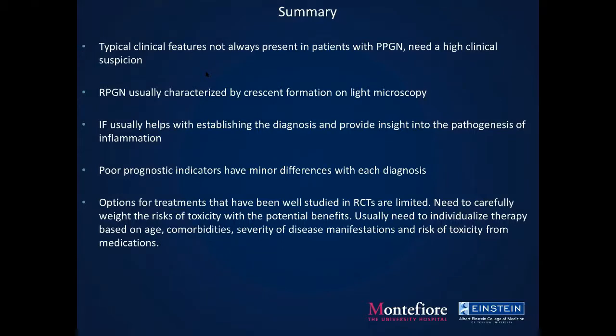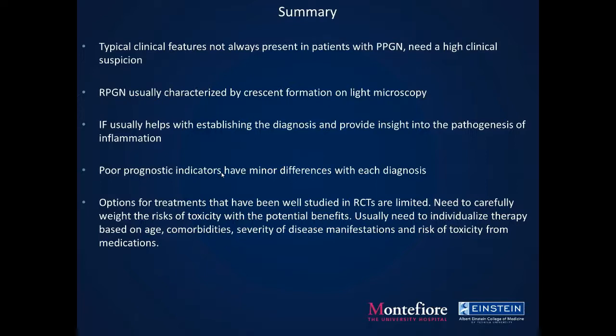The one hallmark is on light microscopy, crescent formation is what you're really looking for to help you make the diagnosis of RPGN. The immunofluorescence usually helps in establishing the diagnosis, it helps in classifying it, and also it provides an insight into the immunologic pathogenesis of the inflammation. The poor prognostic indicators have minor differences depending on the diagnosis, but typically the more severe the inflammation, the more severe the AKI, the more severe the degree of crescent formation, those are all pretty much poor prognostic indicators, but they have some minor differences with each diagnosis.